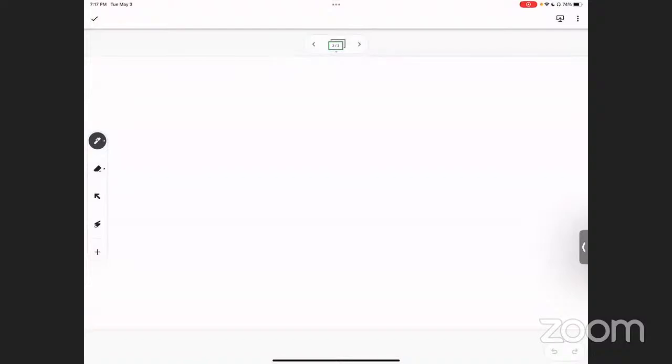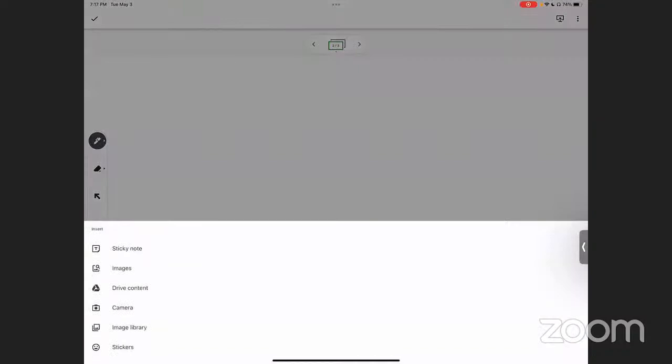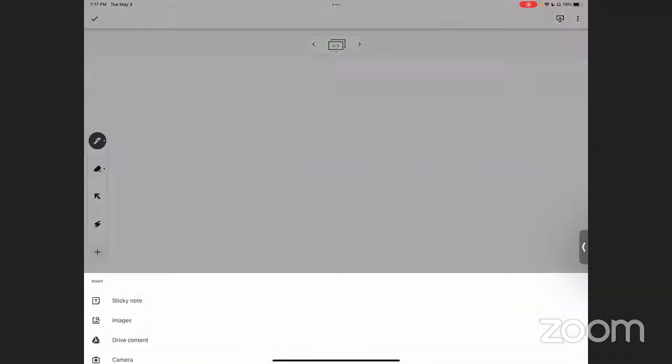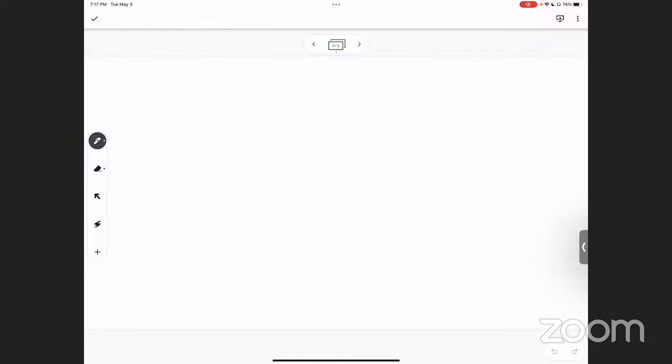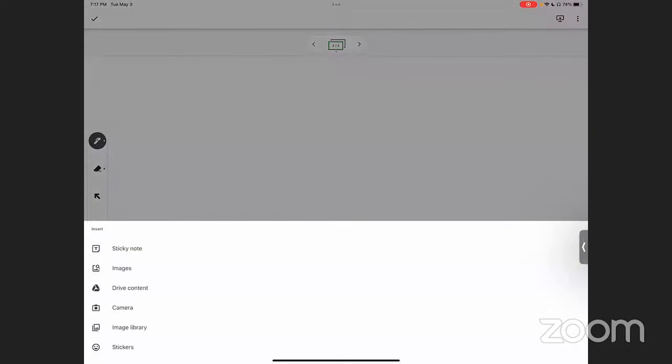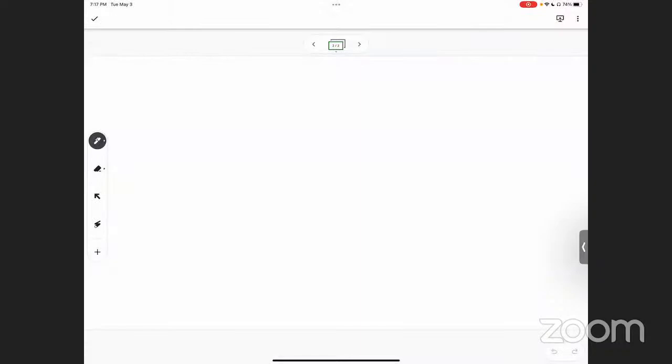Or you can click the plus button and you could add an image. See the plus button down there on the Jamboard? See that in the lower left? Do you have a plus button like this on the Jamboard that you can see? No. I don't know what the Jamboard looks like from a Chromebook. It's got a little bit of a different interface. Yeah, I don't have the plus. Well, there should be some button that allows you to add an image to it.